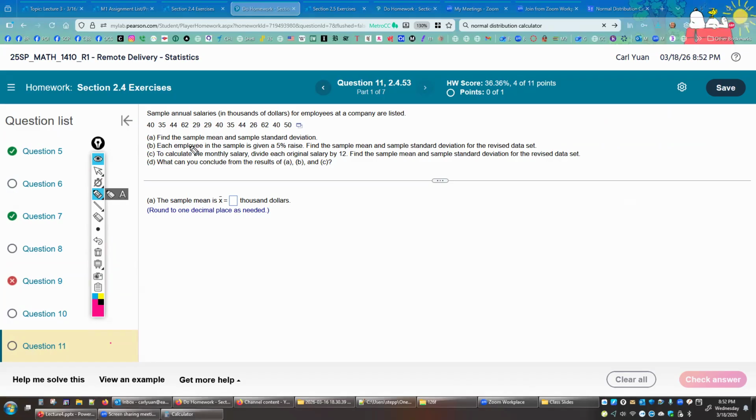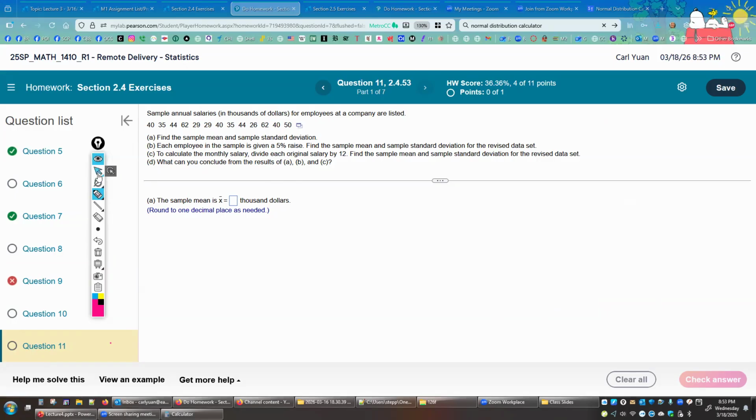And part B, we're given a 5% raise. Find the sample mean and sample standard deviation for the revised data sets. And then C, to calculate the monthly salary, divide each original salary by 12. Find the sample mean and sample standard deviation. And lastly, what can you conclude from the results for A, B, and C?